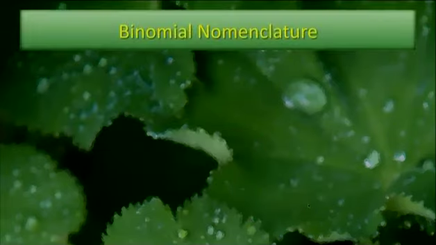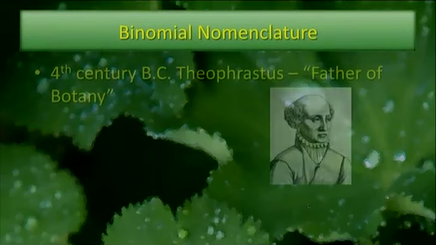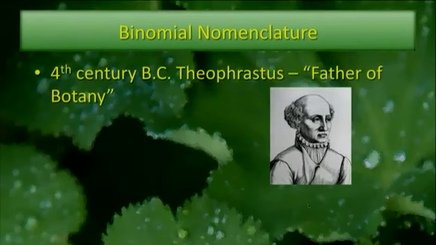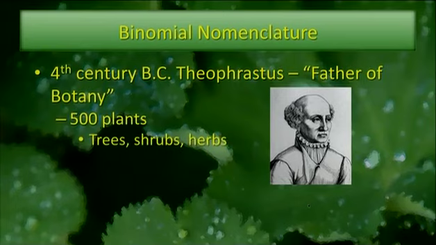Okay? Now, binomial nomenclature. Theophrastus in the 4th century was the first person to organize and classify plants. He was a brilliant student of Plato and Aristotle, and he's now called the father of botany. He actually classified 500 plants as trees or shrubs or herbs.